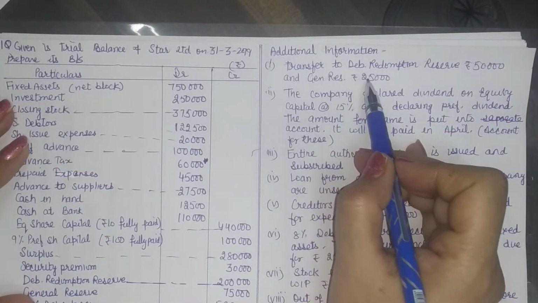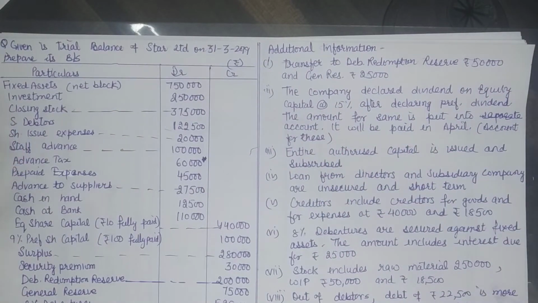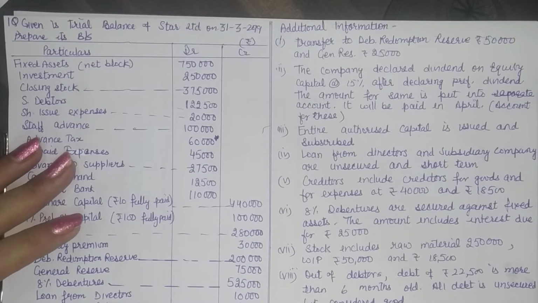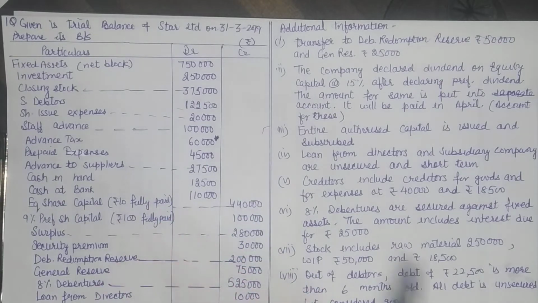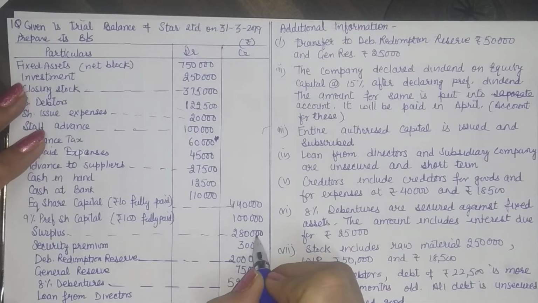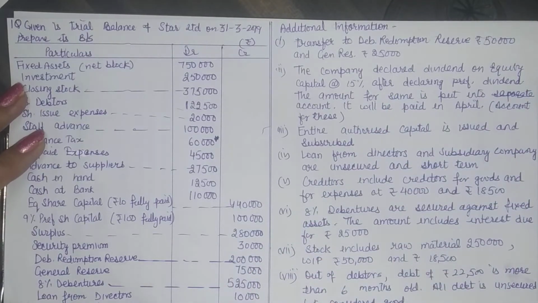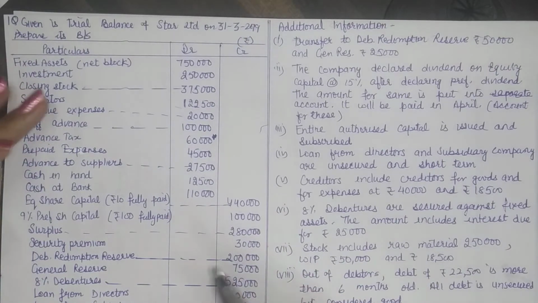Transfer to debenture redemption reserve 50,000 and general reserve 25,000. Now if something is to be transferred to the reserves out of surplus, it reduces our surplus and it increases our reserves. Now we are to put a mark for the same. How can we do this? Either we can deduct from surplus directly, we can write here minus 50,000 minus 25,000. And in the debenture redemption reserve and general reserve, we can add the amounts.